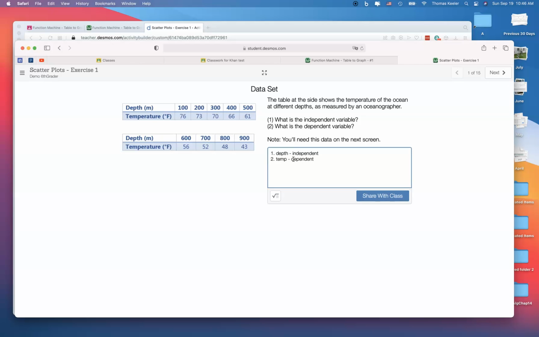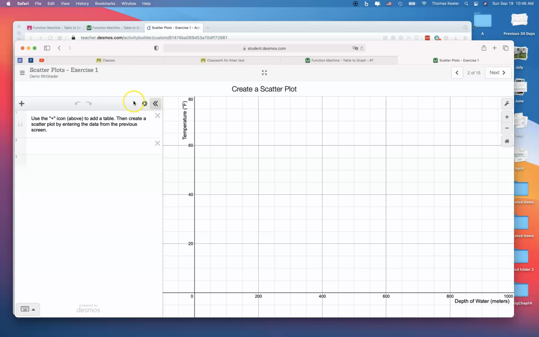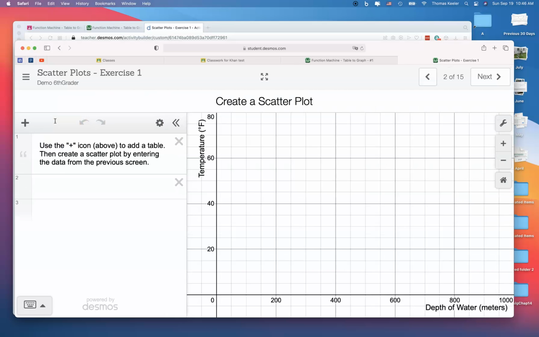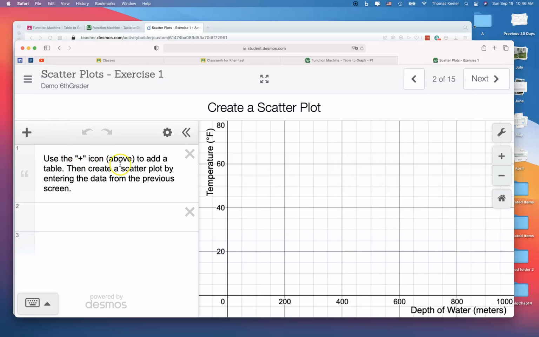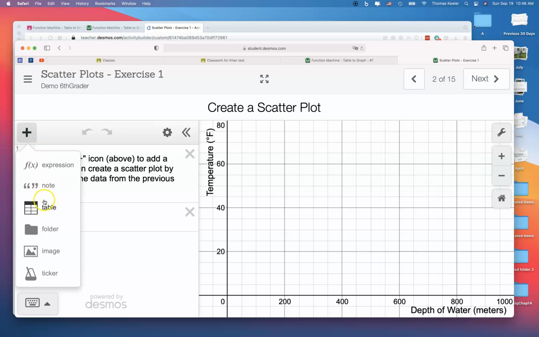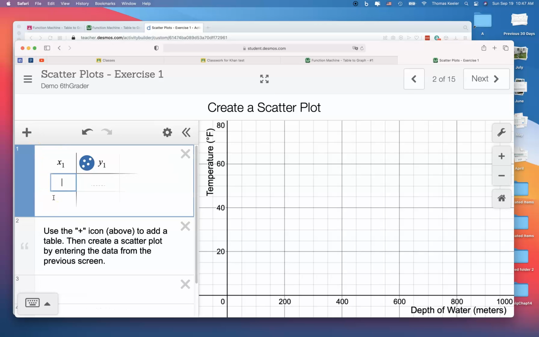Now this is a little tricky because we're going to have to go back and forth. I'm going to go over and go to the next one. I have to remember 176, 273. So here it says, let me make this a little bigger, use the plus icon to add a table. We hit the plus here, and it adds. So we select table.